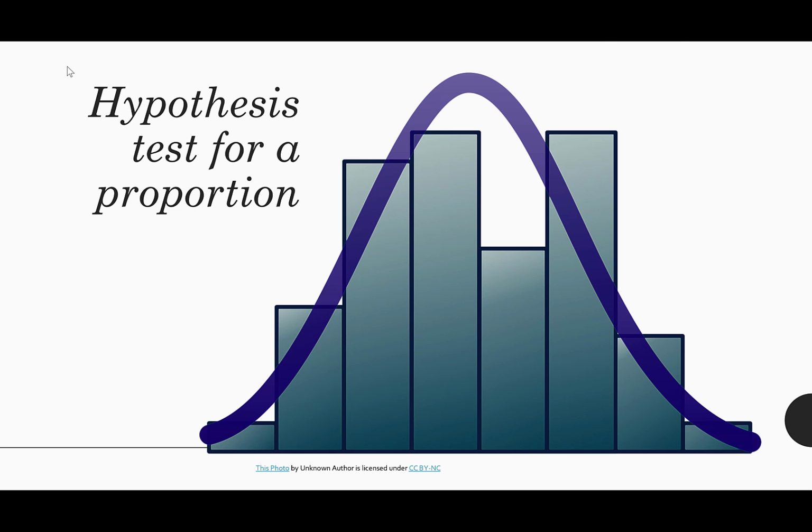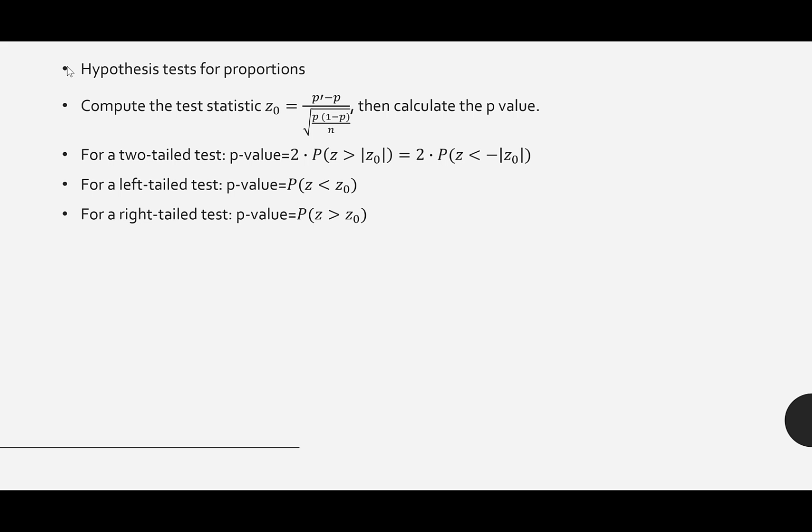Hi everybody, today I have a short video about hypothesis tests for proportion. First thing we will want to do is come up with our test statistic. I'm going to call it Z0, but you can call it Z if you wanted to. It is equal to P prime minus P over the square root of P times 1 minus P over N.